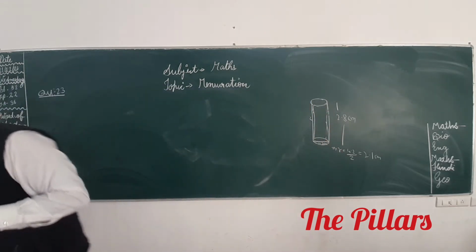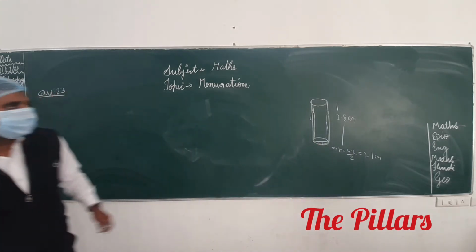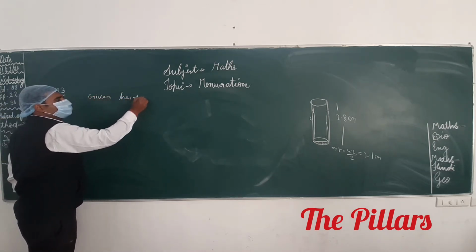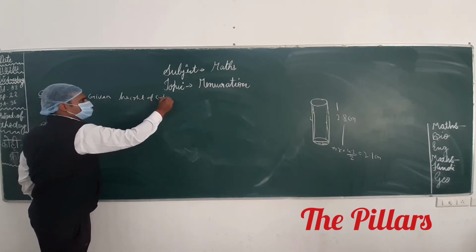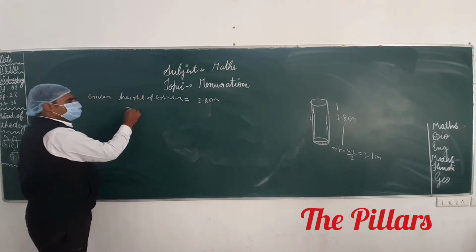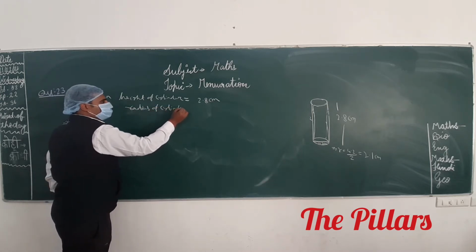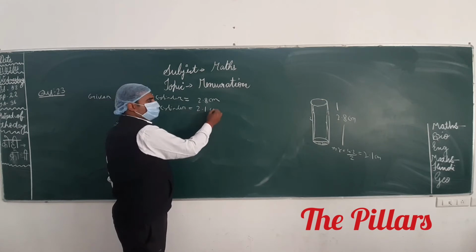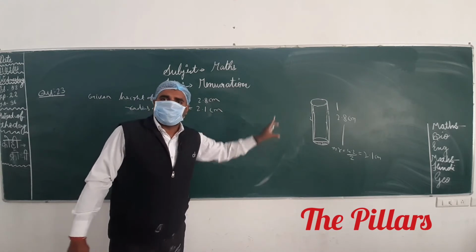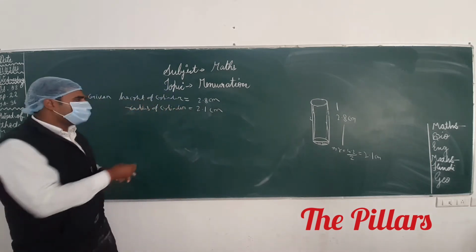Okay. Now you see the given things. Height of cylinder equals 2.8 centimeter. Radius of cylinder equals 2.1 centimeter. Clear? Anyone have any problem? The question says the height of the cylinder and height of the cone, which cone we have to hollow in it, both have the same height. It means height of cone.